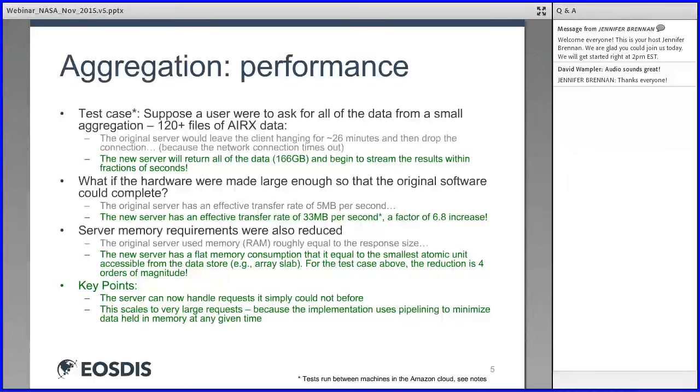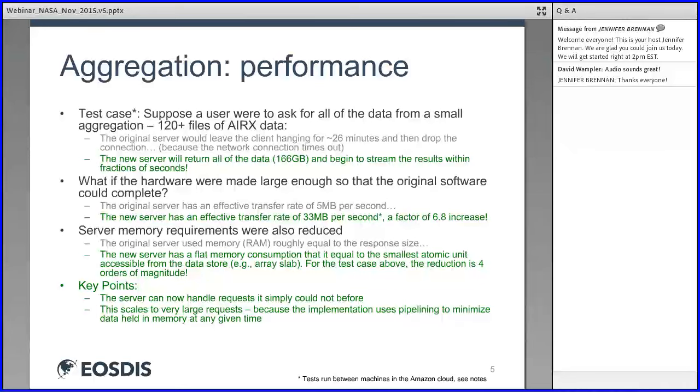Anyways, the other thing that a user would notice right away, well, actually the end user probably wouldn't notice this, but the people running the server would certainly notice this: the amount of memory that the server requires to build and return the result is reduced, in this example, by four orders of magnitude. That's a factor of 10,000. And what that means is that if several users make the same request, the server is able to handle that. Whereas before, the server, unless it had significant internal memory holdings, probably could not have completed the request.